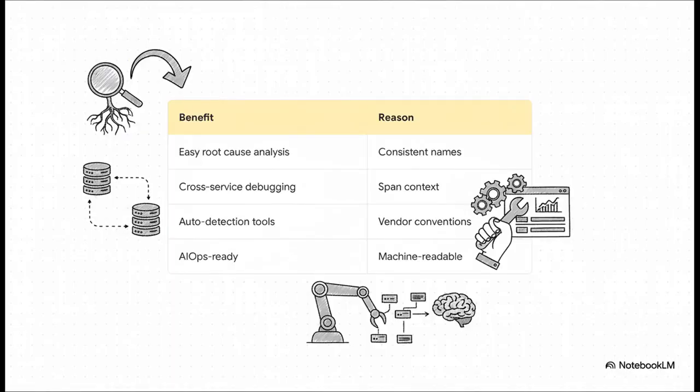Suddenly, with consistent names, root cause analysis actually becomes simple. Cross-service debugging goes from being a total nightmare to something you can actually do. And because all the vendors build their tools to understand these conventions, you get these incredibly powerful dashboards right out of the box. But here's the biggest one. All this standardized, machine-readable data makes your system ready for the future of AIOps.